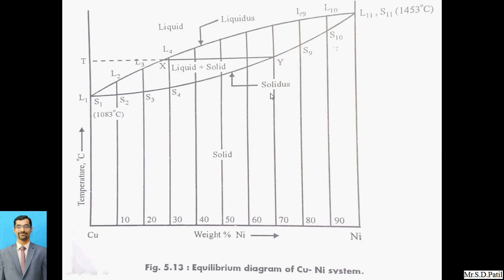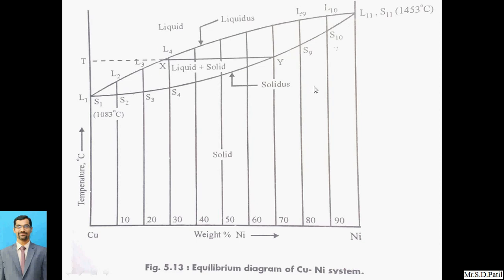Whatever is in between, that is between the liquidus and solidus temperatures, the alloys are in the liquid plus solid state. So in between, whatever alloy it is, it will be in both states, that is liquid as well as solid. So this will be a phase of liquid plus solid. So this is the equilibrium diagram.